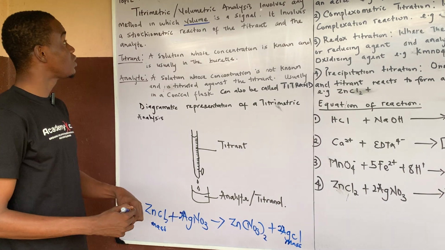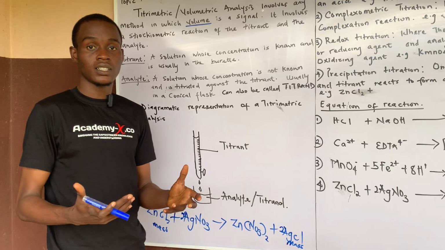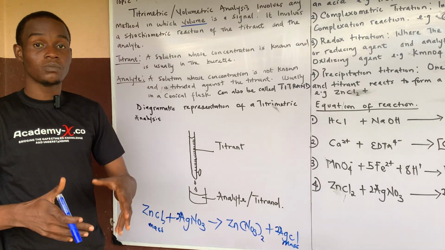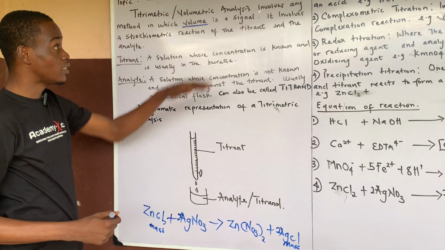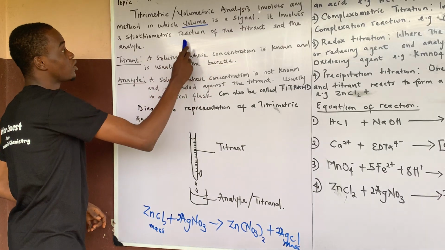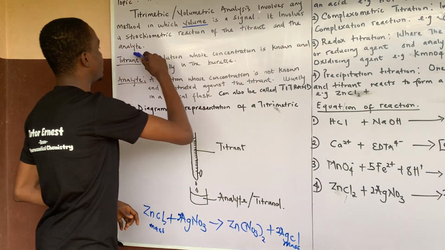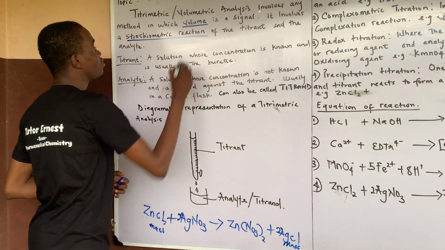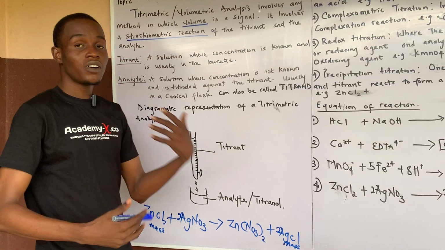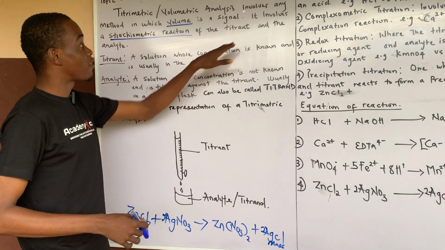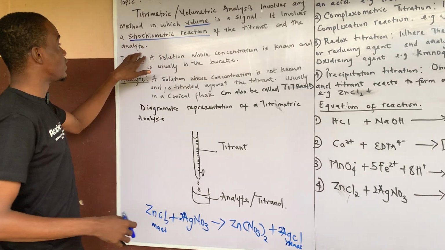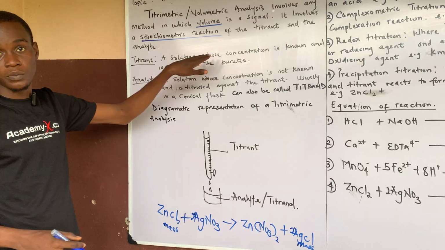But in volumetric analysis, or titrimetric analysis, we don't use mass. The volume is the signal. It involves a stoichiometric reaction of the titrant and the analyte. Now remember that stoichiometric reaction means whatever you are reacting, you must ensure that they are balanced. Because if you are reacting your titrant and your analytes, they must be in stoichiometric form.